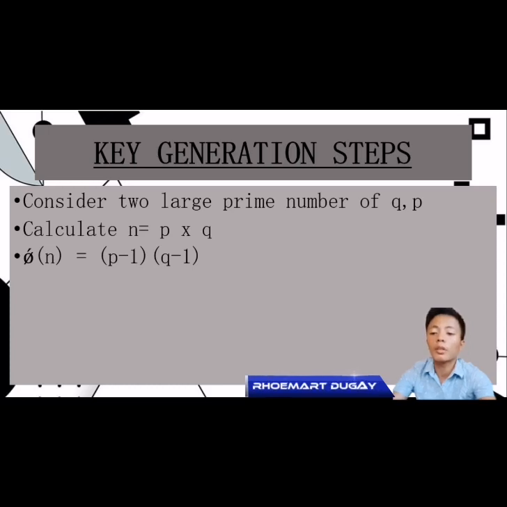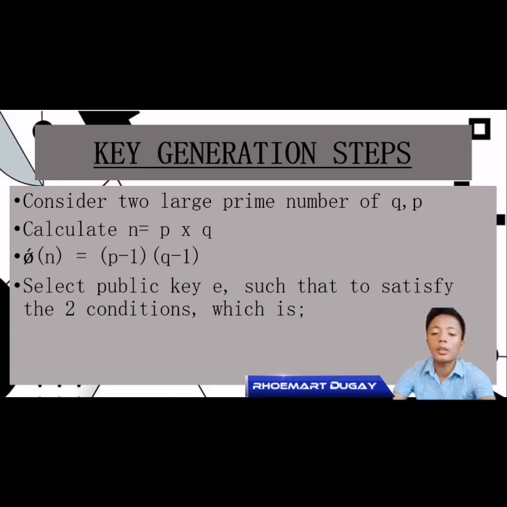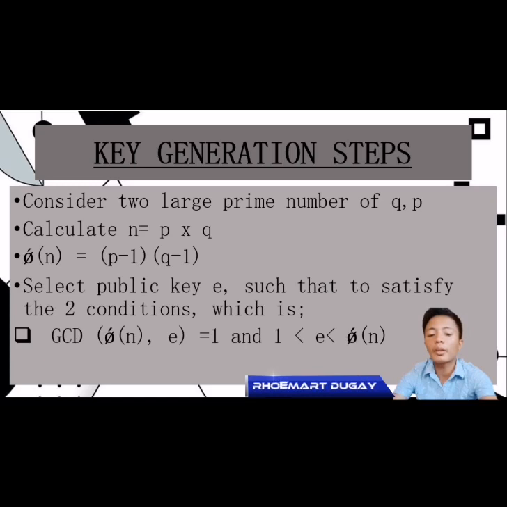Euler's totient function. Select public key E such that it satisfies the two conditions, which are GCD of E and phi of N is equal to 1, and E should be greater than 1 and less than phi of N. That is, we need to select one number E that is co-prime to phi of N. Co-prime are positive integers whose greatest common divisor is 1. Find the value of D, or the private key, such that D times E mod phi of N is equal to 1.